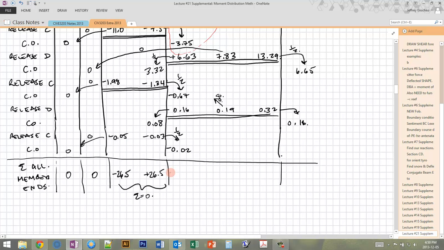If I do the same for all these columns, I'm going to get negative 29.6, 8.0 positive, 21.0 positive. Again, this sums to 0, and here I'm going to get negative 1.19, right? And this is because this is like our fixed end reaction here.